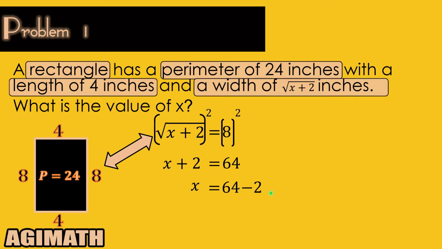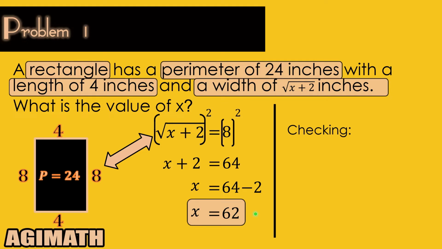Or the idea of transposition: you transpose this to the other side, you change the sign to its opposite sign, from plus 2 to minus 2. And 64 minus 2 is equal to 62. And that's it. But do not forget the last step, we need to look back. So we do the checking.